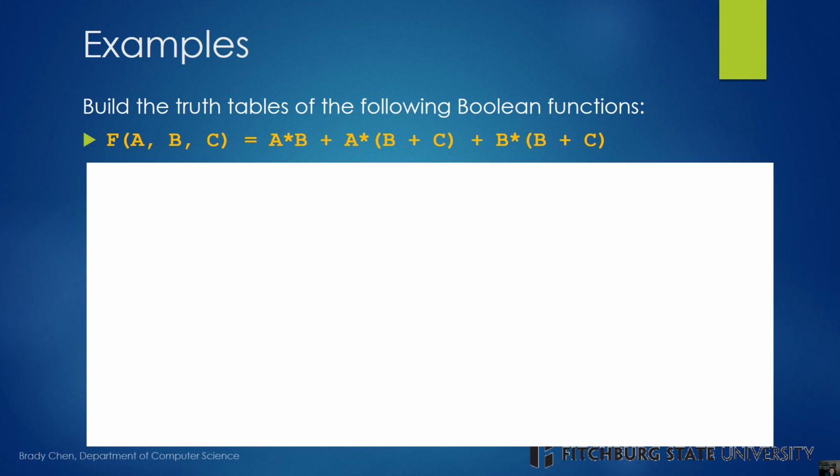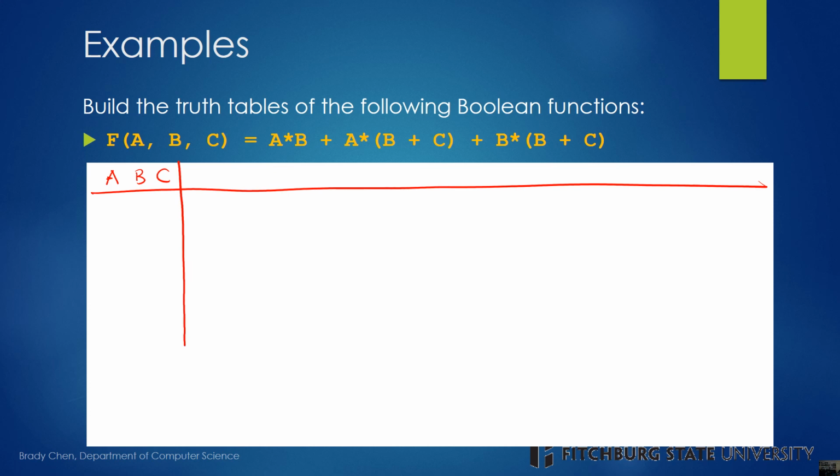Okay, so let's quickly work on the second example. First we want to build the table. There are three variables, A, B, and C. So now we have a value for A, a value for B, and a value for C. Again, we need to include all the combinations of values of A, B, and C.